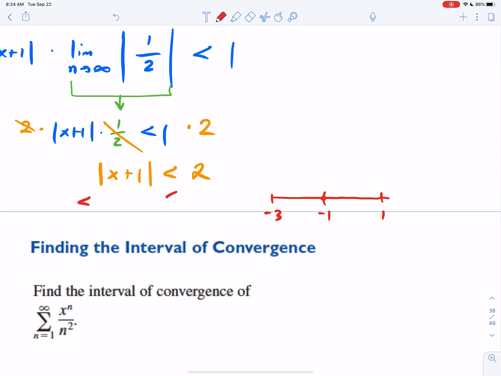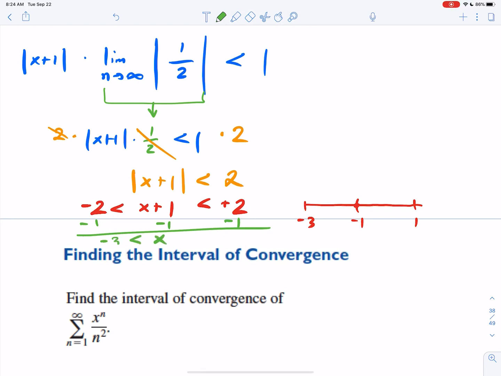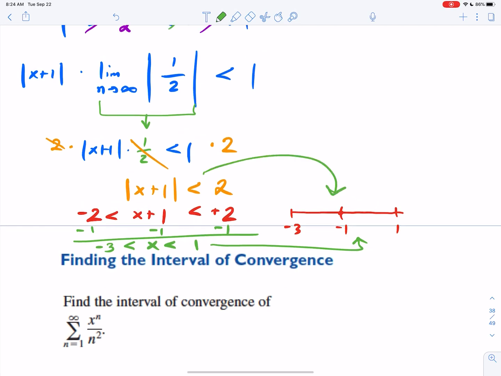you create a compound inequality. Again, you cannot create a compound inequality if you don't have the absolute value, okay? So over here is going to be a +2. Over here is going to be a -2. But then you got to do a little bit of work. You got to subtract the 1 everywhere here to get x by itself. Running out of space, but x will be greater than -3, but less than 1, which is exactly what we got here, you guys. So if you're more of a visual person, I encourage you to do it this way.